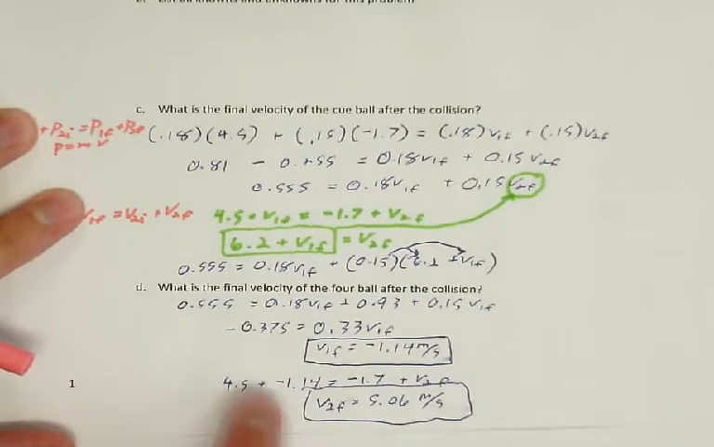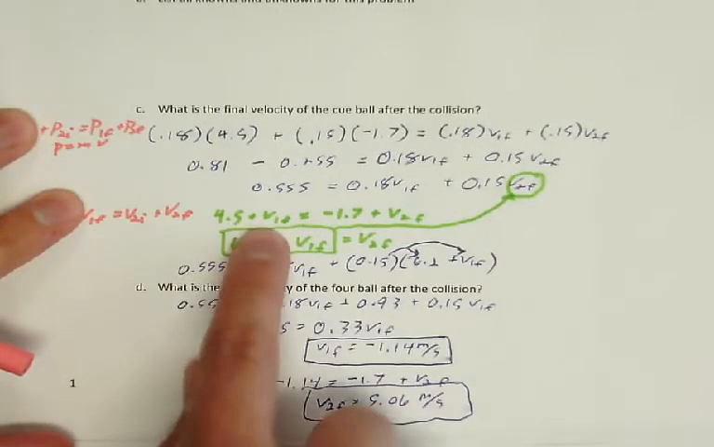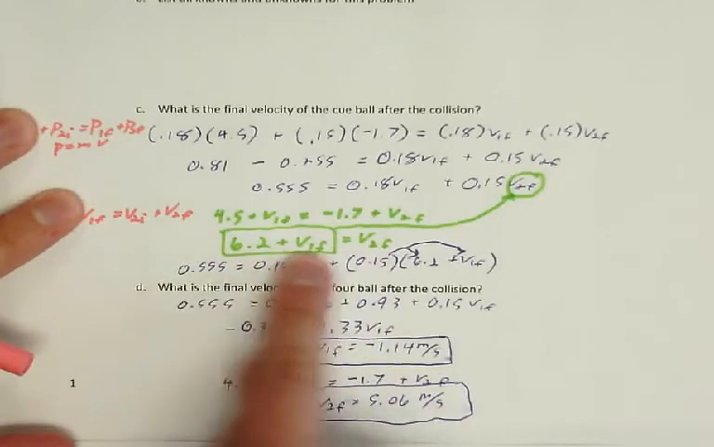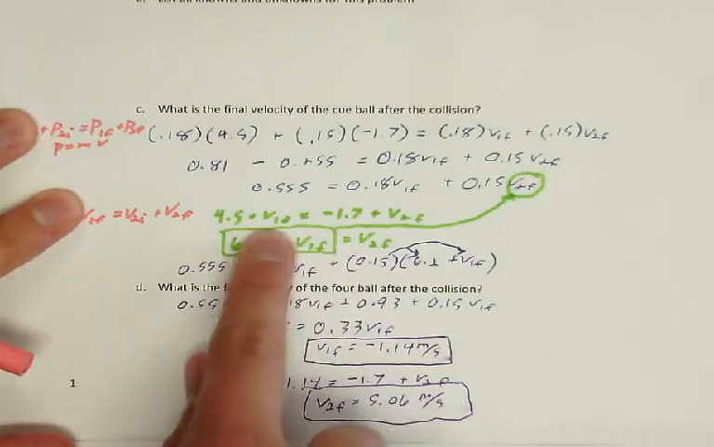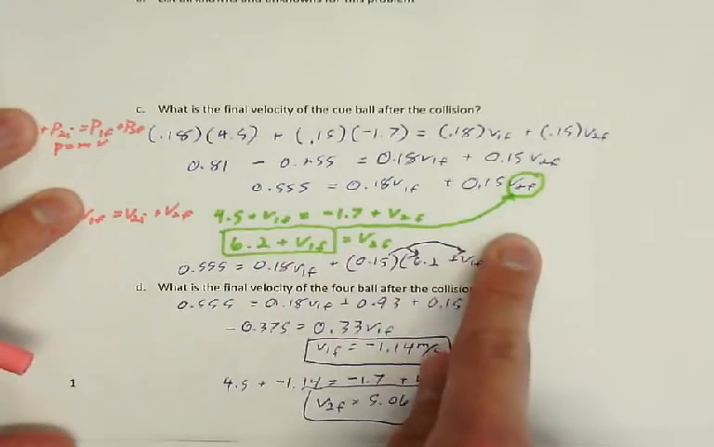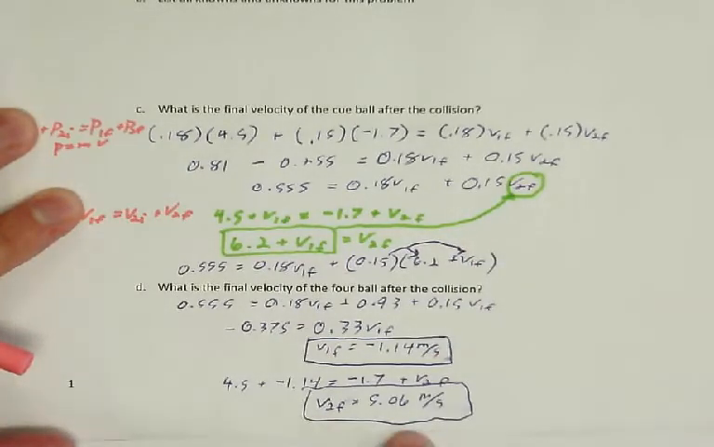I plugged that back into my first equation here. Really, you can plug it into this one if you want. But I plugged it back into the green equation again, and I got 5.06.